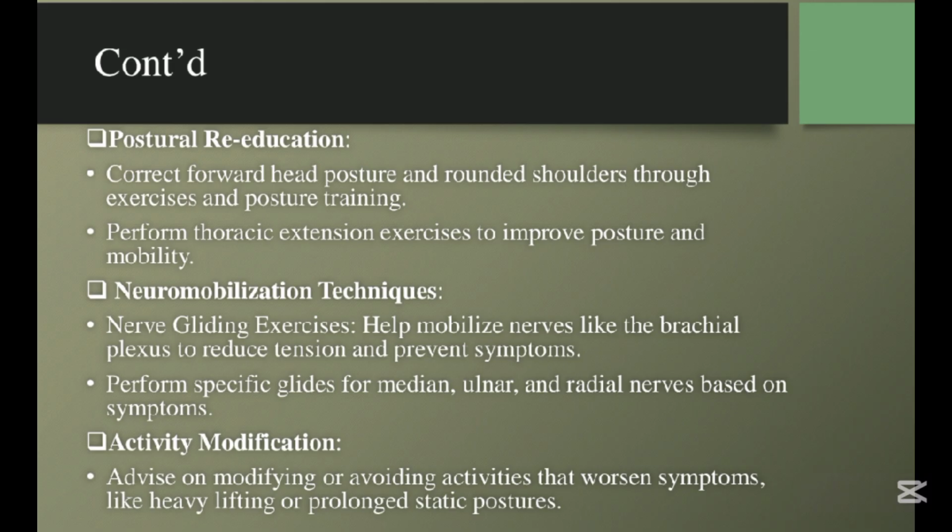And the next one is postural re-education. Correct forward head posture and rounded shoulders through exercises and posture training. Perform thoracic extension exercises to improve posture and mobility. The next one is neuromobilization techniques. Nerve gliding exercises help mobilize nerves like the brachial plexus and reduce tension and prevent symptoms. Perform specific glides for median and radial nerves based on symptoms. Activity modification: advice on modifying or avoiding activities that worsen symptoms, like heavy lifting or prolonged static postures.